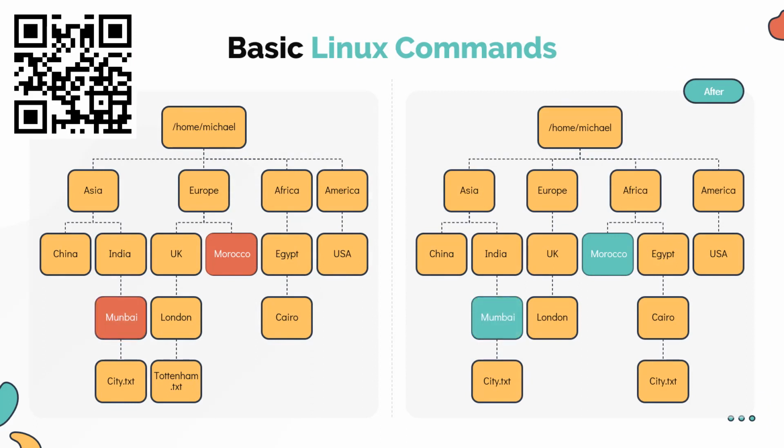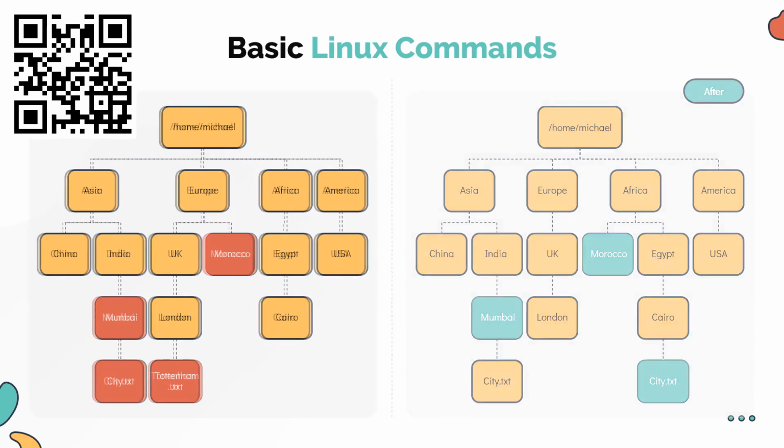There is a file called city.txt under the Mumbai directory. The exact same file has to be copied to the Cairo directory. We also want to remove the file called tottenham.txt from the directory called London. Just like before, let's do this task one step at a time.